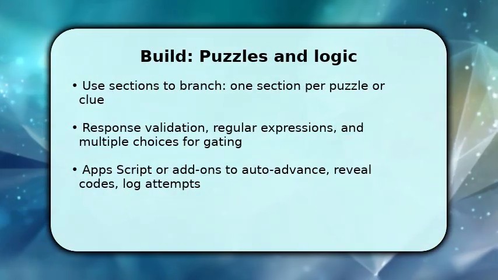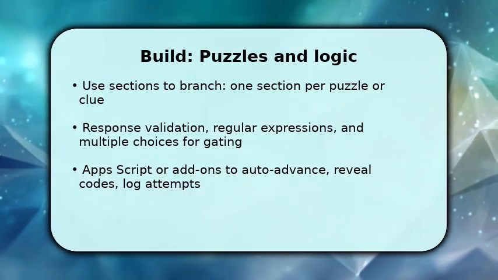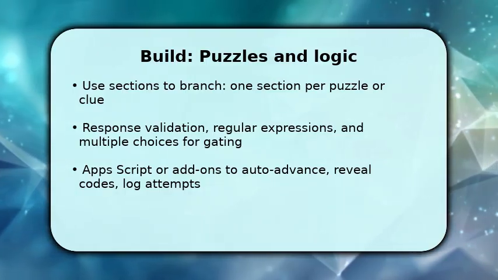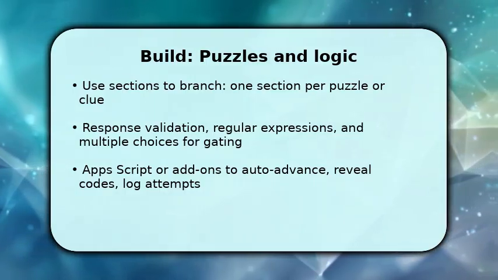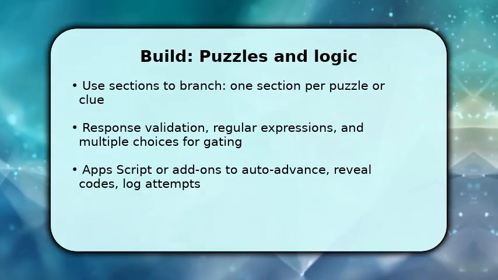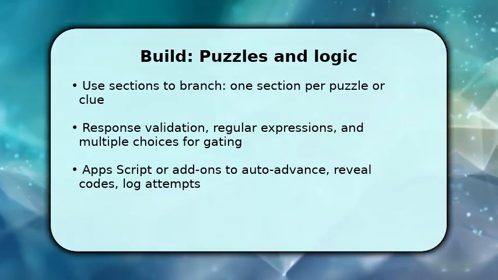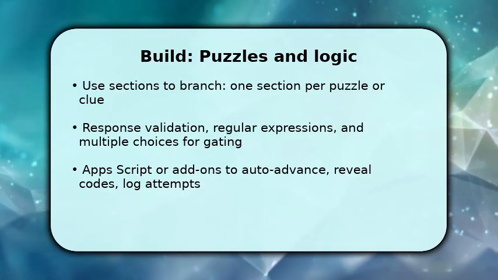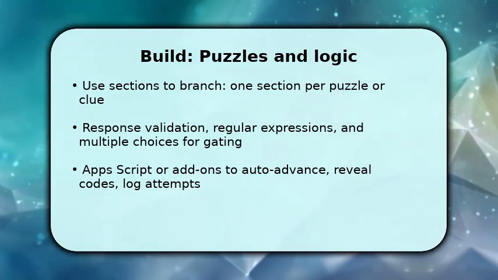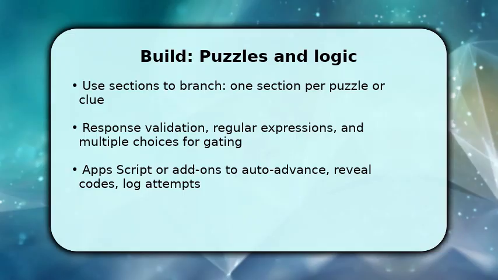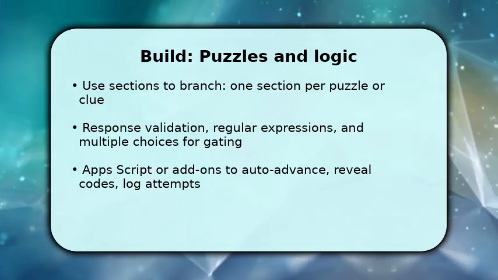Now construct the middle flow. Create a section for each puzzle and use the go-to section based on answer or response validation to gate progress. For complex checks, employ regular expression validation or multiple choice grids that only allow the correct path. Add visual or audio clues inside sections for variety.